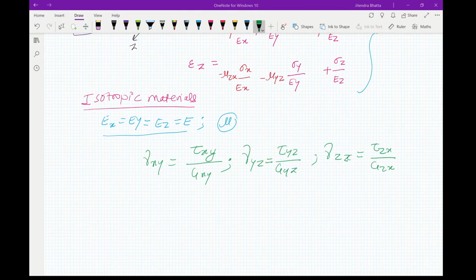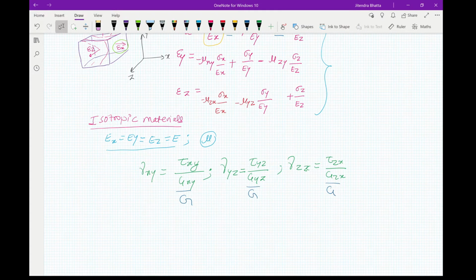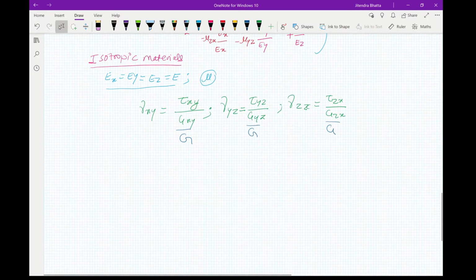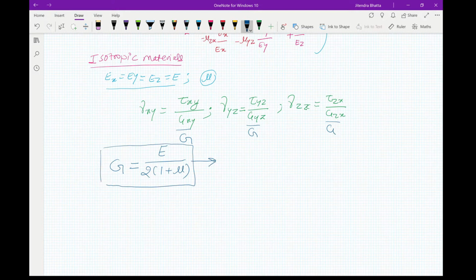Again, in isotropic materials this is also constant, so this will be z, z and z. Again, there is a relation between shear modulus and elastic modulus, given by this. Now I'm not going to derive this. If you want to see the derivation, you can go to EduPoint. The link to the video is given in the description below.